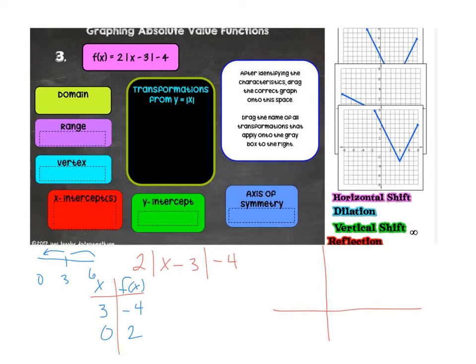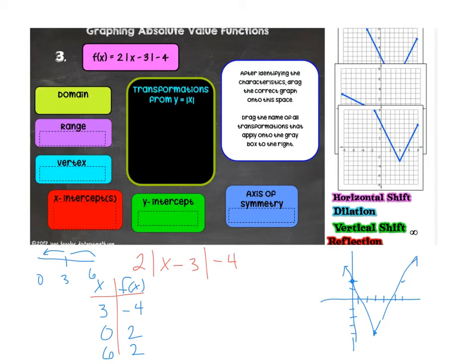And then we'll do 6. 6 take away 3 is 3. Absolute value of 3 is 3. 3 times 2 is 6. 6 minus 4 is 2. So I'm going to plot my points. I've got 3, negative 4. 1, 2, 3. 1, 2, 3, 4. 3, negative 4 would be somewhere like that, and that's our vertex. Then I have 0, 2, and then 6, 2. 1, 2, 3, 4, 5, 6, up 2. So it would look something like this.